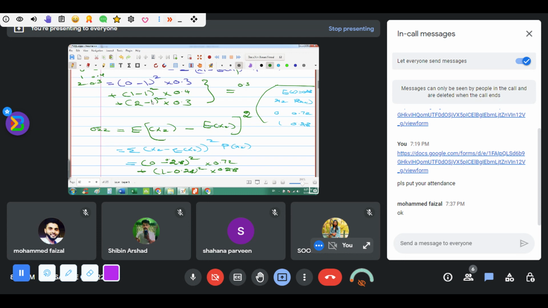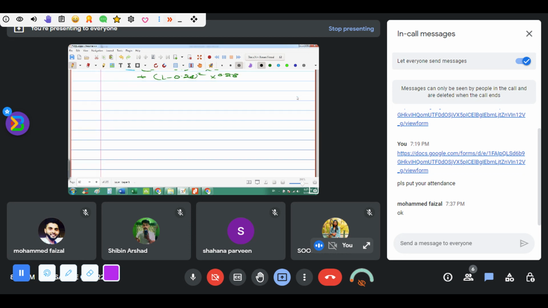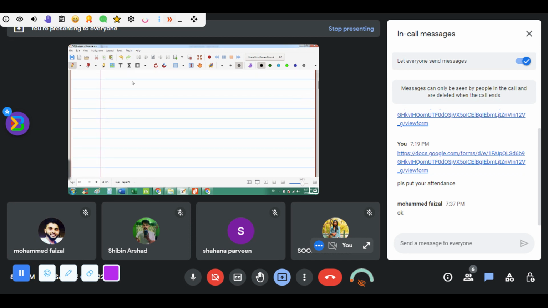Please tell me the result of this work. 1 minus 1 is 0, therefore this part is 0. 2 minus 1 is 1, 1 squared is 1, therefore 0.3 plus 0.3 is 0.6. Any doubt? If any doubt, I will explain once again, it is no issue. How to calculate sigma 1 1 and sigma 1 2? Any doubt?